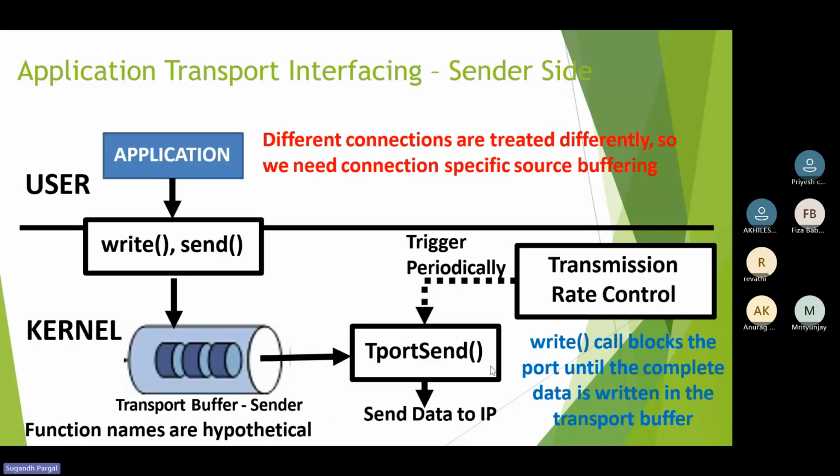The data sent through the write command is not necessarily the same amount of data that is sent over the transport layer, because the buffer size may vary, or the link bandwidth may vary. So they maintain a transport buffer at the sender side, in which the data that can be sent is sent, and if there are multiple write requests, the other data is stored in the transport buffer at the sender side. At that time, the write call blocks the port until the complete data is written in the transport buffer. If the quantity of that data is more than the size of the transport layer buffer, the write call gets blocked.